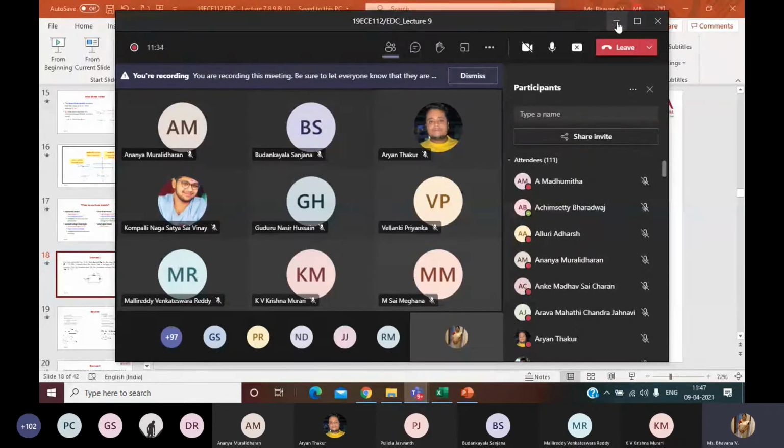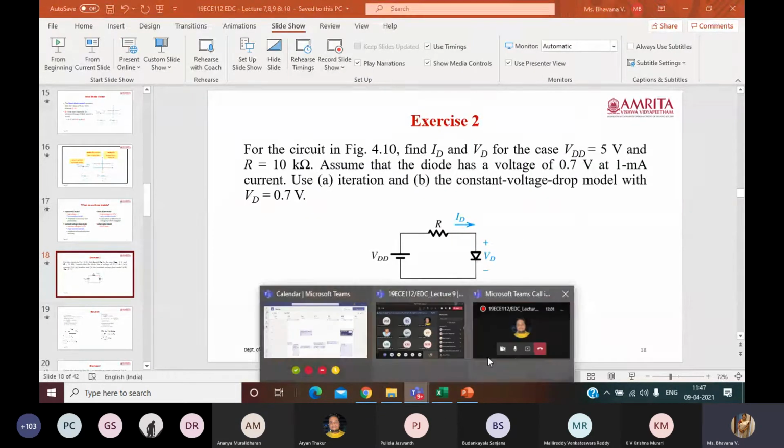The third one you have studied is the ideal diode model. In forward bias condition, it will be short circuited, so V equal to 0 and I greater than 0, and in reverse bias condition the diode will be open circuited, I will be equal to 0 and V less than 0. So these models are clear to you, right? Not three models, four models are clear to you, right? Yes or no? Today we'll do the numericals.